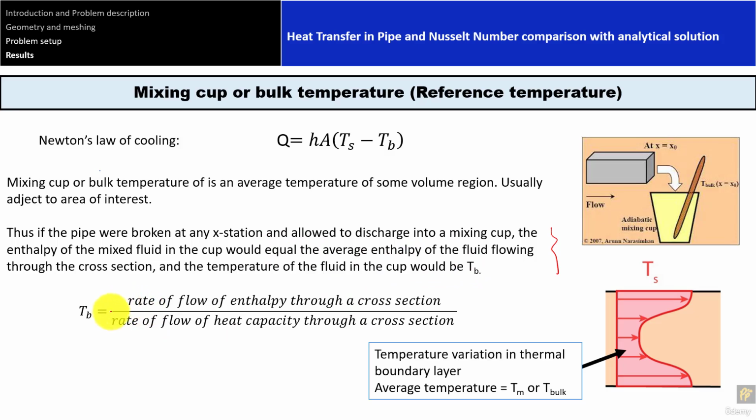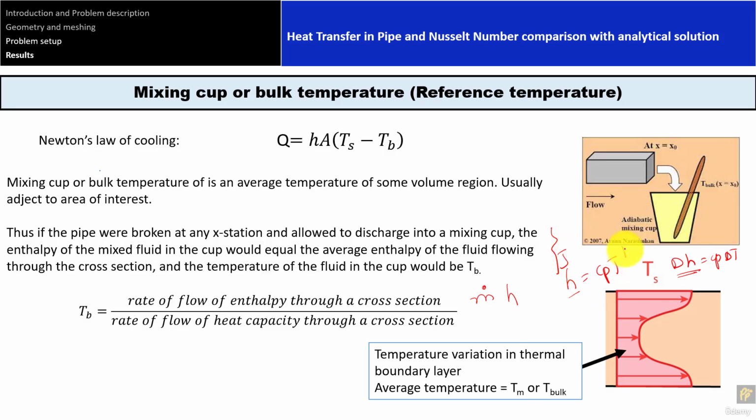So mathematically, this means it's a ratio of the rate of flow of enthalpy through a cross section divided by the rate of the flow of heat capacity through a cross section. So the enthalpy rate would be m dot, the flow rate, into h, enthalpy, and enthalpy is defined as CpT. Delta H would be Cp delta T, and H has a unit of joules.